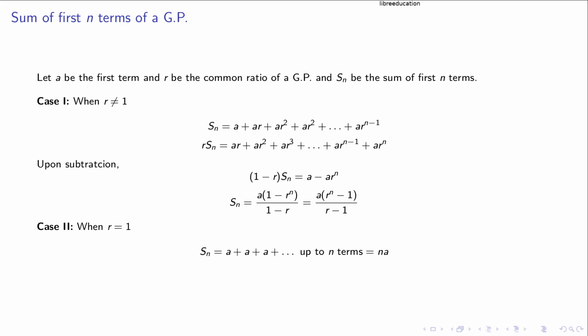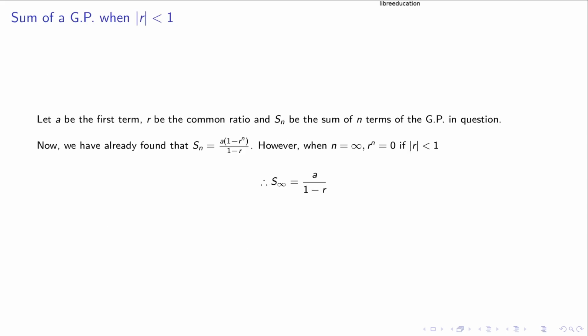Now 0 by 0 is indeterminate, so until we go to calculus, I will not explain how to resolve that problem. I mean, I can tell, but I will rather hold on to that. So for this simple case, Sn will become a plus a plus a up to n terms, equal to na.